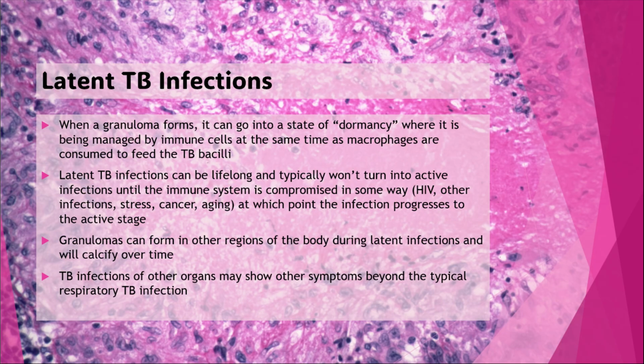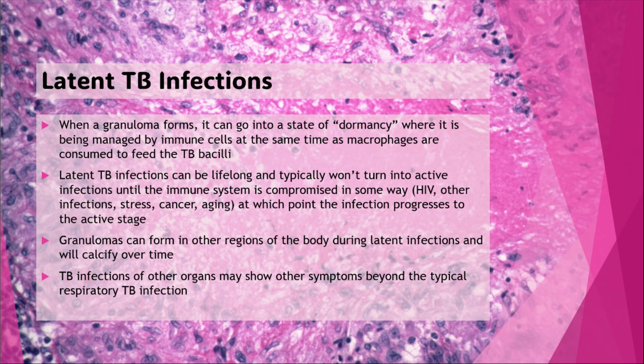The majority of TB infections are latent. When a granuloma forms, it can go into a state of dormancy where it is being managed by immune cells at the same time as macrophages are being consumed to feed the tuberculosis bacilli. Latent TB infections can be lifelong and typically will not turn into active infections unless the immune system is compromised in some way. This can be from HIV, another type of infection, stress, cancer, aging, at which point the infection progresses to the active stage and the patient becomes infectious.